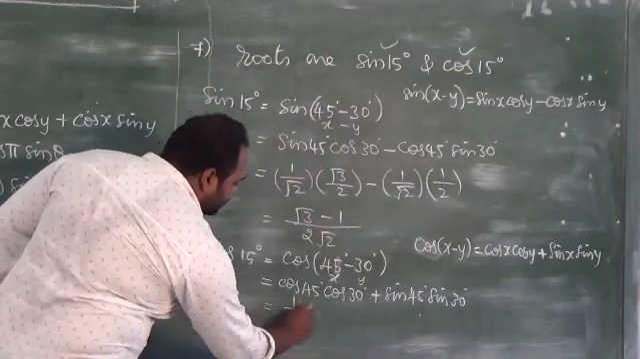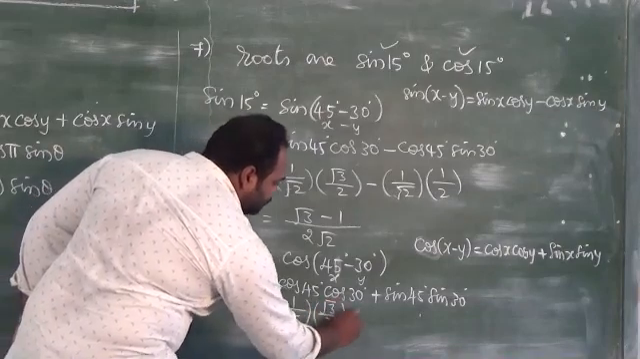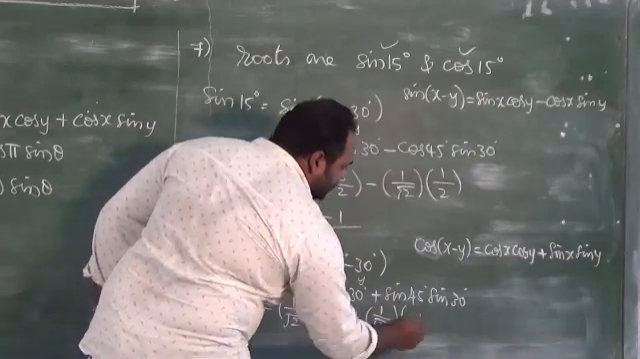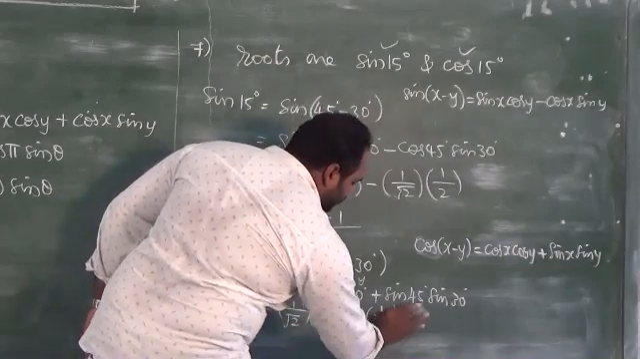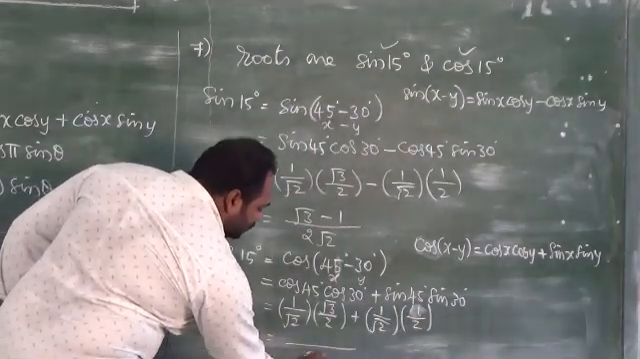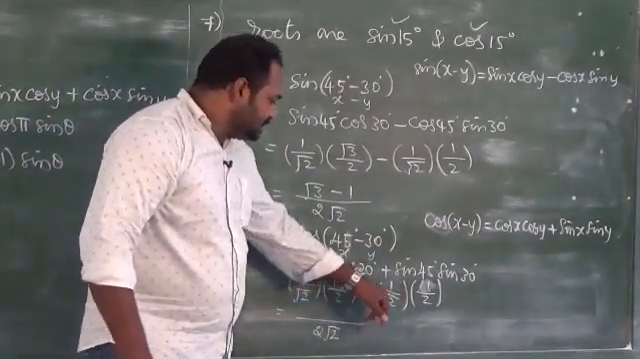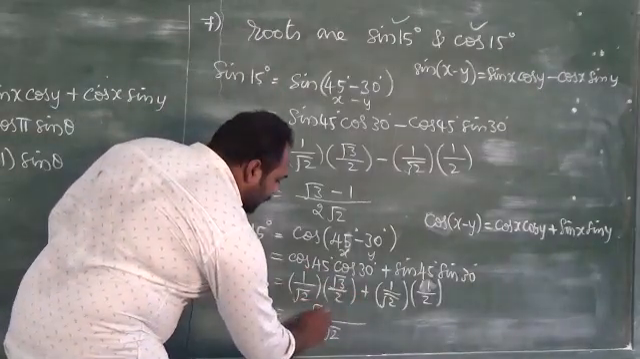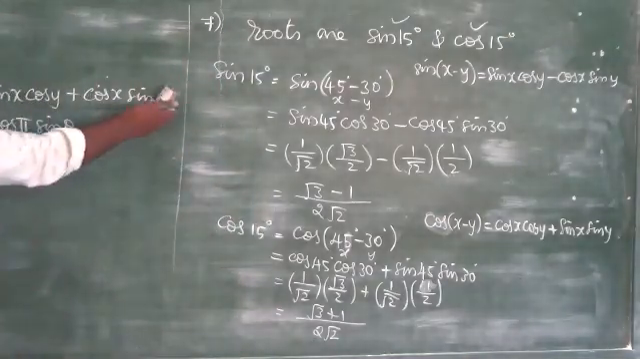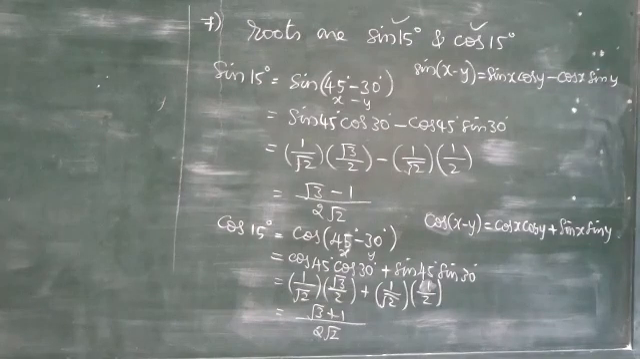Now apply the values. Cos 45 is 1 by root 2, cos 30 is root 3 by 2, plus sin 45 is 1 by root 2, sin 30 is 1 by 2. So the common denominator is 2 root 2. The numerator is 1 into root 3 plus 1, so root 3 plus 1. This is the value for cos 15. Now we got the values of cos 15 and sin 15. These are the roots given.